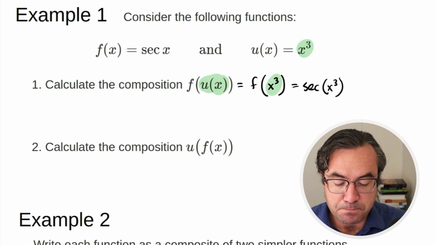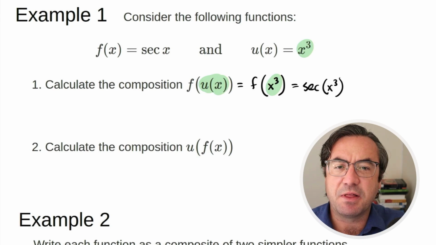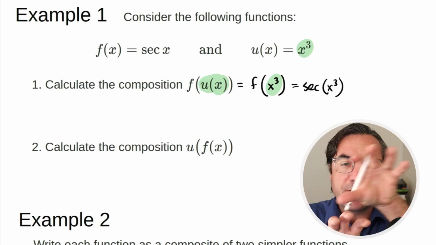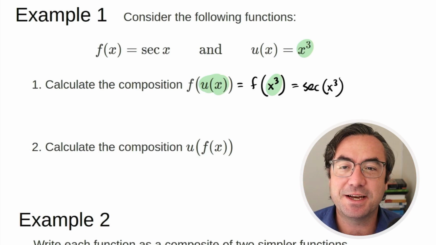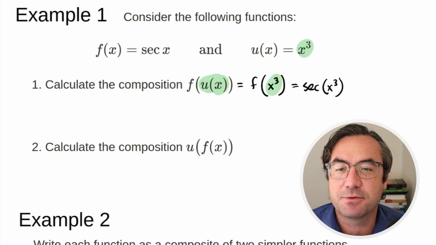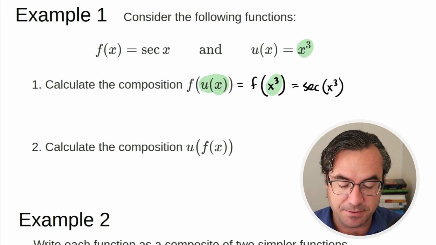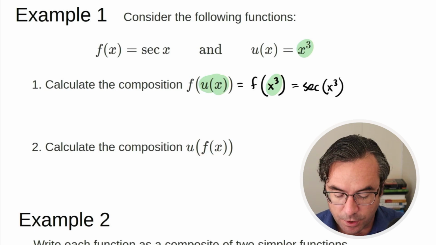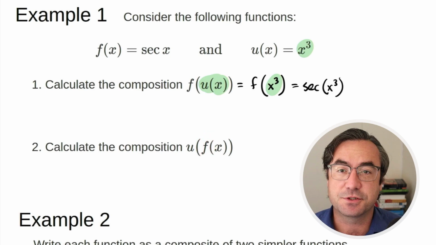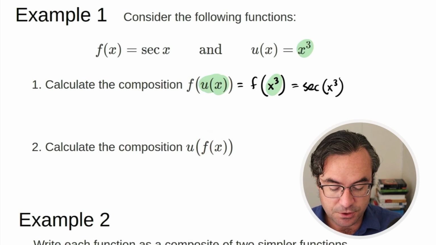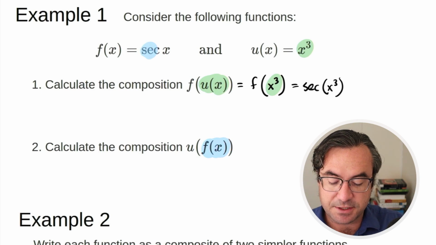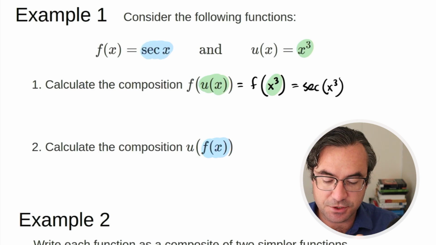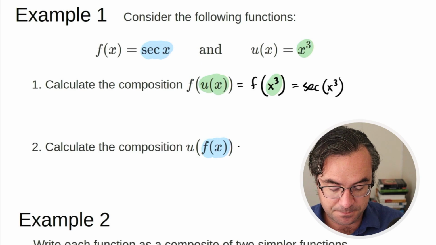All right, the thing with assembly lines is if you start moving around the order of things, you expect to get different results, and that's true with composition. So in the second part here, we're just going to reverse the order. We're going to plug into function f first. So what is function f of x? Well, it's the secant function, so let's replace that.